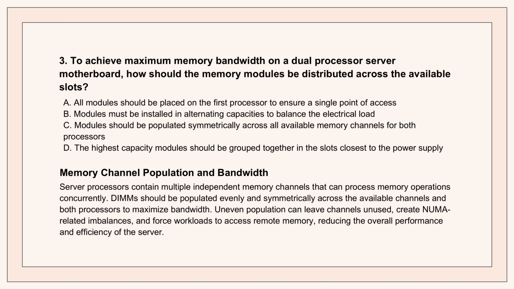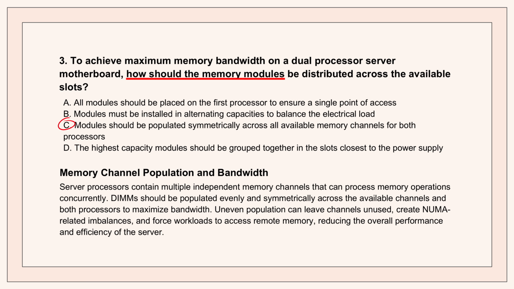To achieve maximum memory bandwidth on a dual processor server motherboard, how should the memory modules be distributed across the available slots? The correct answer is C. Modern processors contain multiple independent memory channels. Populating memory symmetrically across the channels of both processors allows more channels to operate concurrently, maximizing aggregate memory bandwidth and avoiding performance limitations caused by uneven memory placement.